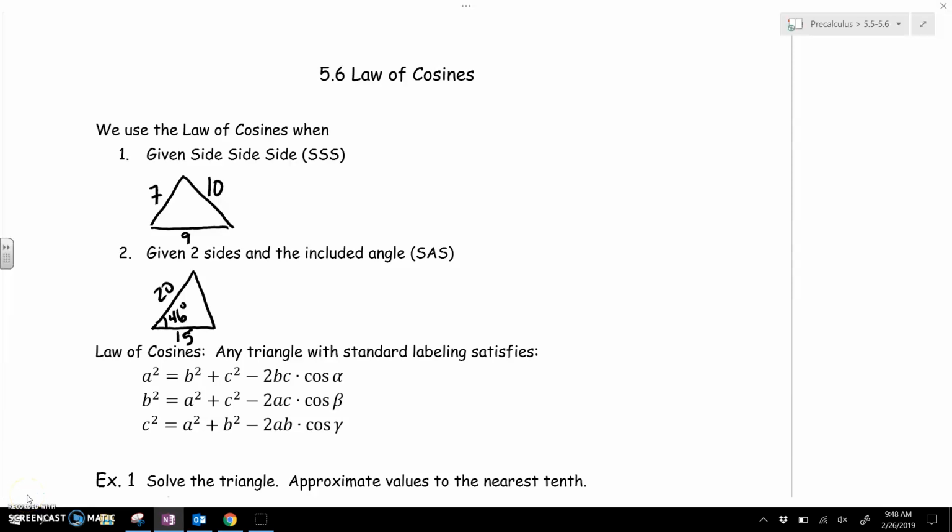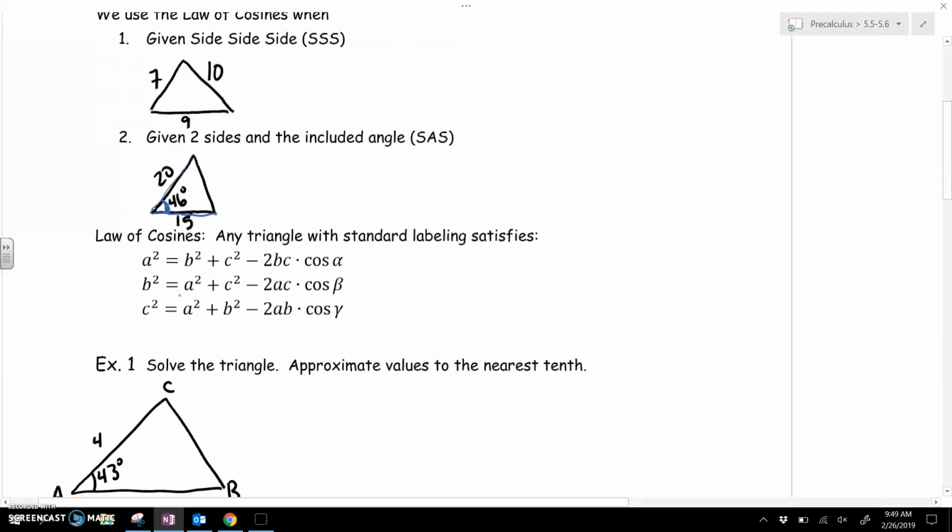In this video, we are going to talk about section 5.6, which is the law of cosines. The first thing we need to know is when do we use the law of cosines, and you can see at the top of your paper, we're going to use it when we are given side, side, side, so all three sides, or when we're given side, angle, side. And side, angle, side is when we have two sides and then the angle between them, okay? Those are the two times when you'll choose to use the law of cosines instead of the law of sines.